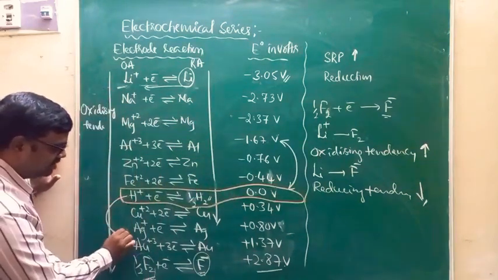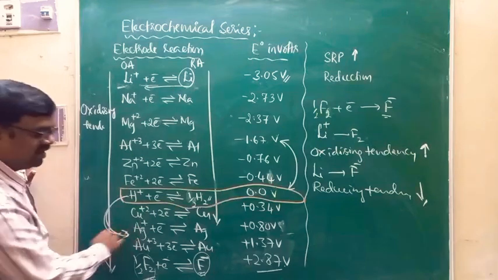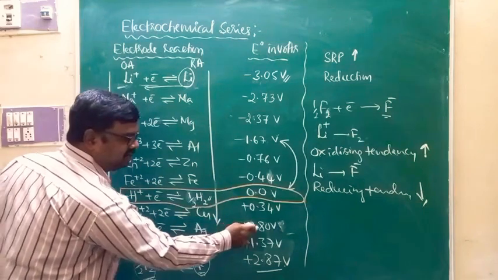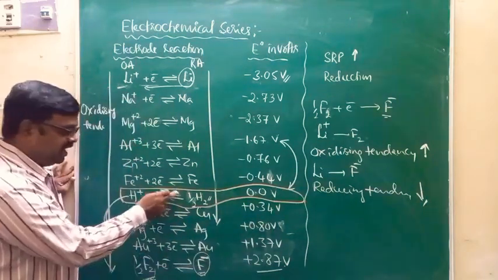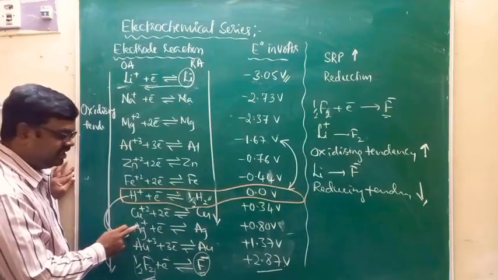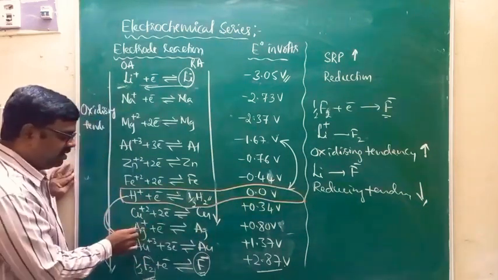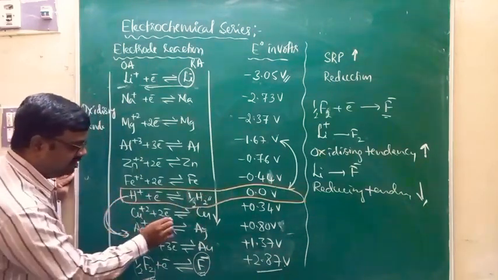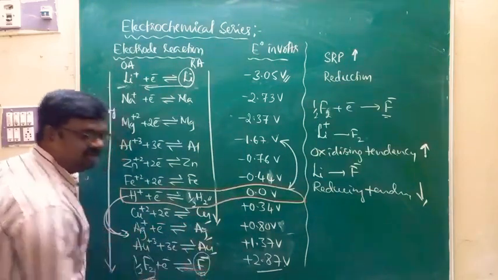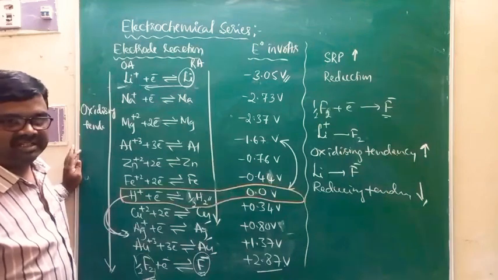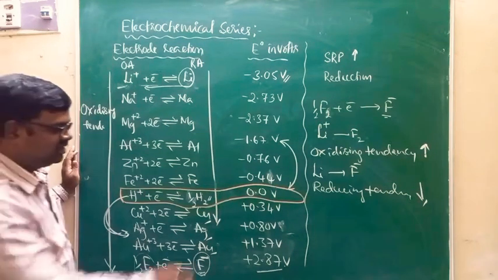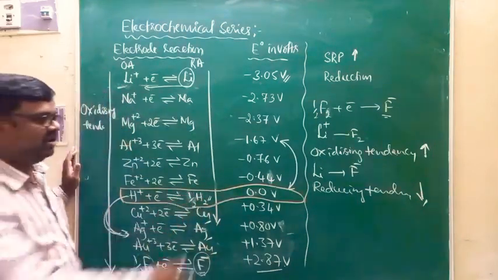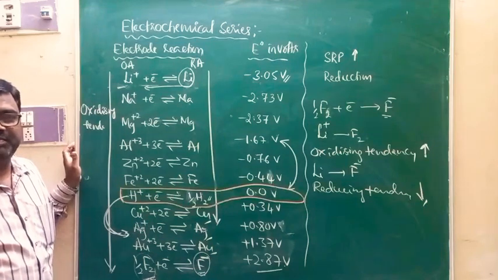Whereas if I connect hydrogen and silver electrodes, out of H plus and Ag plus, which has the high SRP? Ag plus, that is plus 0.80, which is greater than 0. So out of H plus and Ag plus, which undergoes reduction? Ag plus undergoes reduction. Therefore, reduction of H plus is not possible. And therefore, metals like copper, silver, gold do not displace hydrogen from dilute acids, because they lie below hydrogen. Their SRP values are greater than that of H plus.